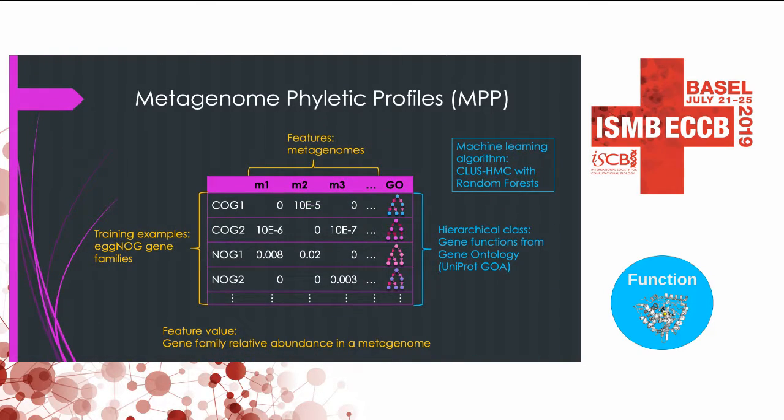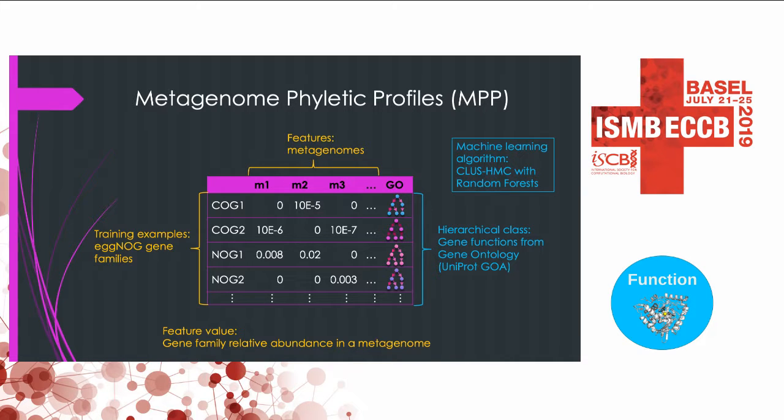MPP encodes metagenomic data in a representation that consists of relative abundances of gene families across metagenomes. Gene families are then annotated with GO terms from the UniProt-GOA database and are propagated using gene ontology to obtain a hierarchical class in the form of a directed acyclic graph.